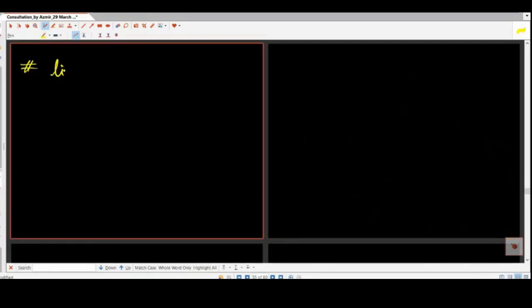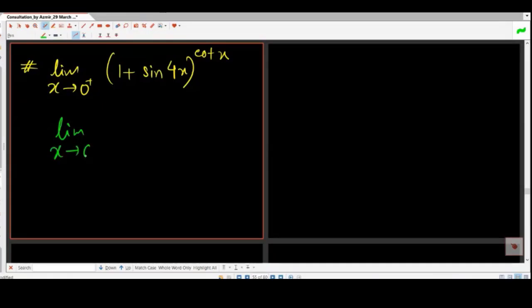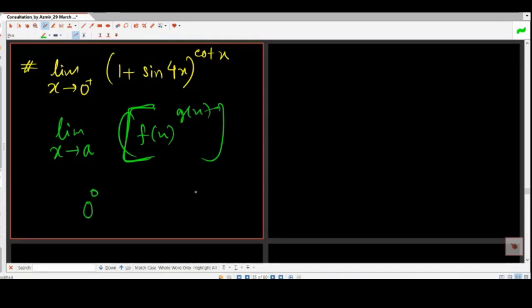Let's say limit x tends to 0 plus of (1 plus sine 4x) to the power cotangent of x. First, we have to check the type of this problem. It is of the form limit x tends to a of f of x power g of x. So we have to check whether it is of type 5 or not, whether we have 0 power 0, infinity power 0, or 1 to the infinity.